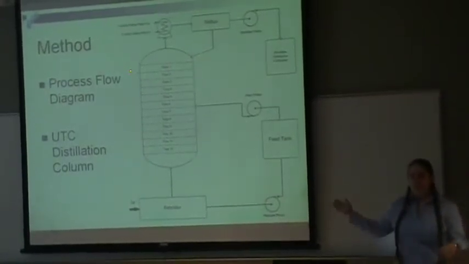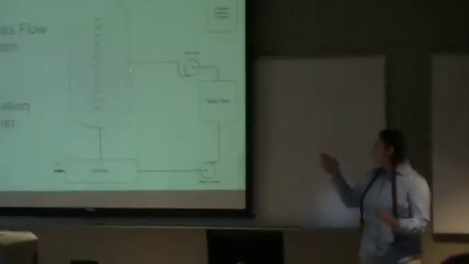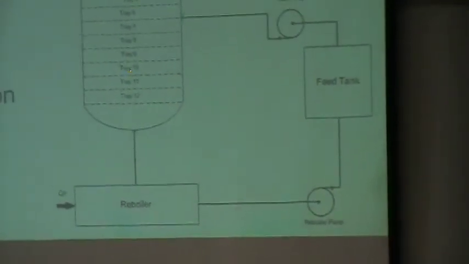This is just a process flow diagram of the column that is located downstairs. As you can see, it has the 12 trays, the reboiler, and the condenser with reflux. This is the column that is downstairs.